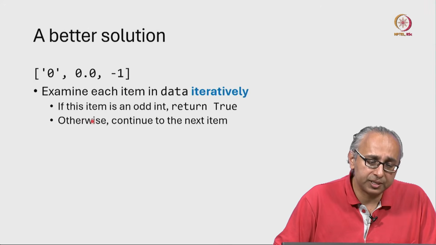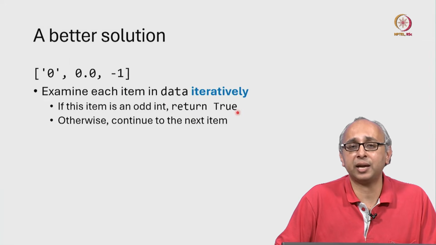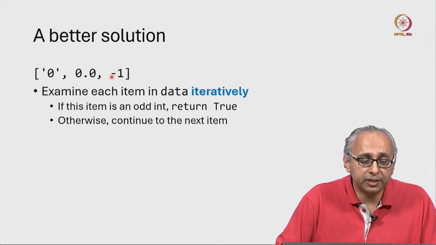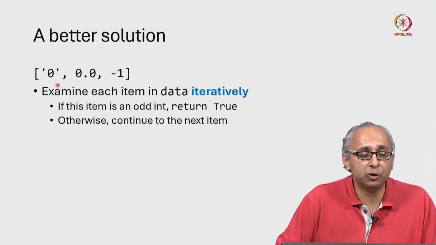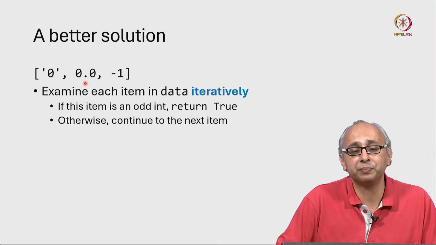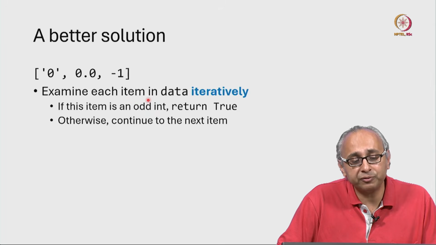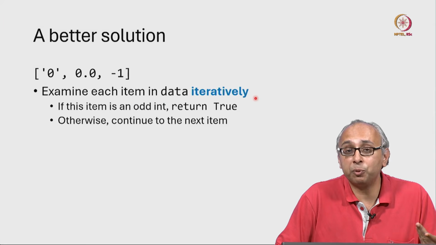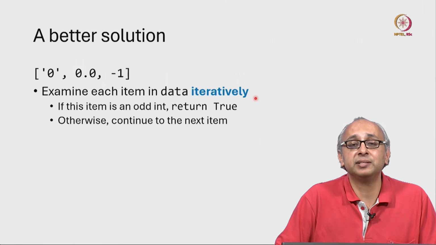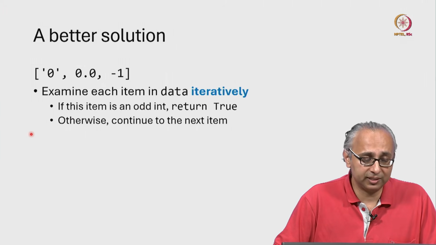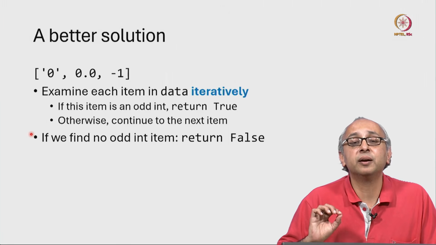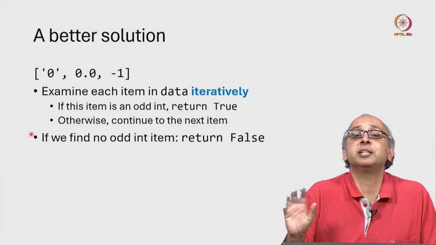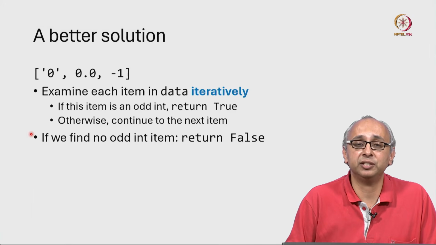Now, what happens if we scan through each of these items and we never find an odd integer? For example, what if the list did not contain this last item? It only had these two items. Well, then after we have examined every item iteratively, there will at some point be no more items to examine. Well, in that case, we will return false. So we will say we weren't able to find an odd integer.